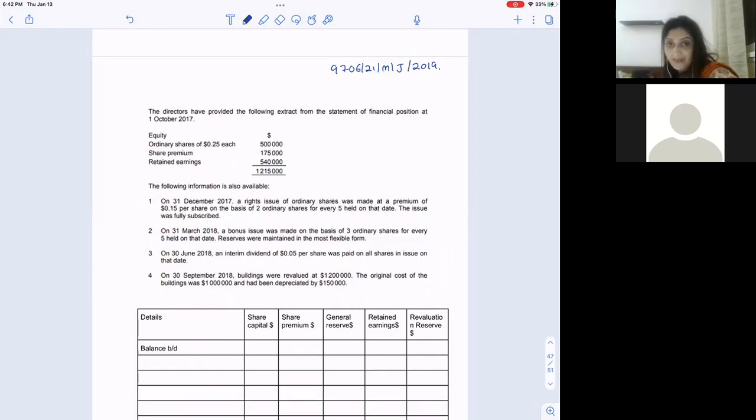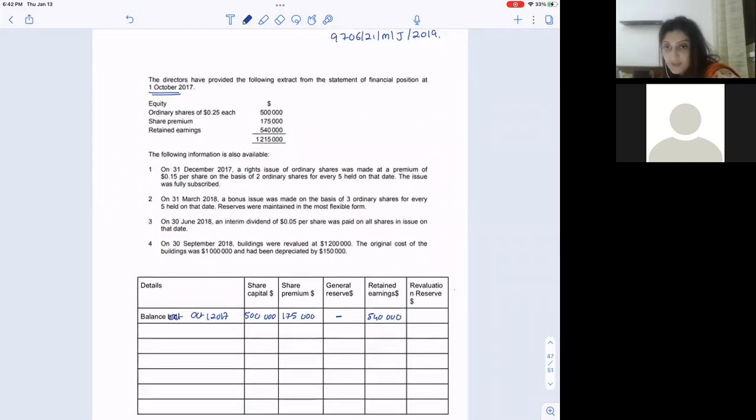The directors have provided the following extract from the statement of financial position on 1st October 2017. So balance at October 1, 2017, you have your equity as 500,000. You have your share premium as 175,000. You have no general reserves. You have retained earnings as 540,000. Revaluation reserve is a capital reserve, I have nothing to do with it. And the total column is not given, so let it be.